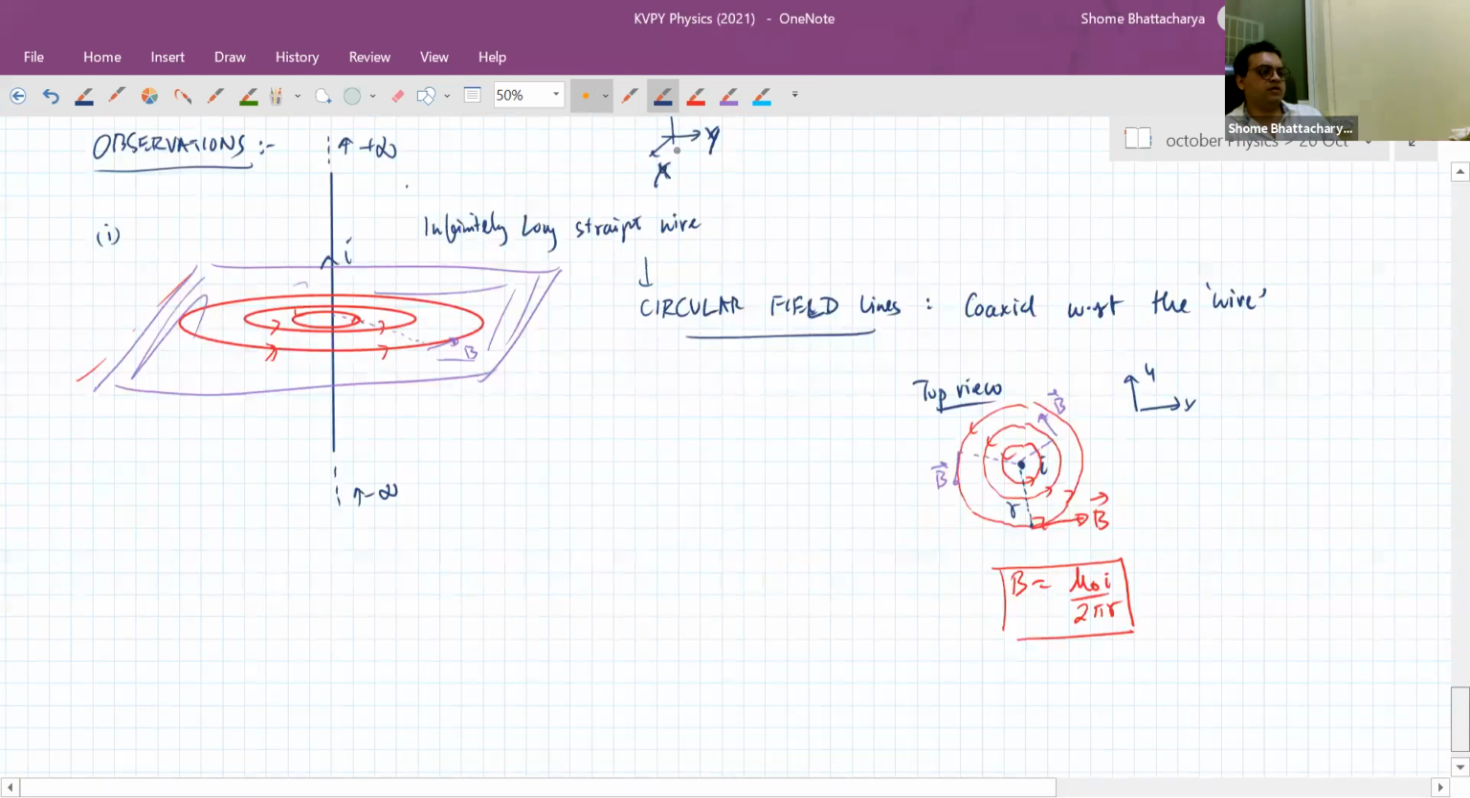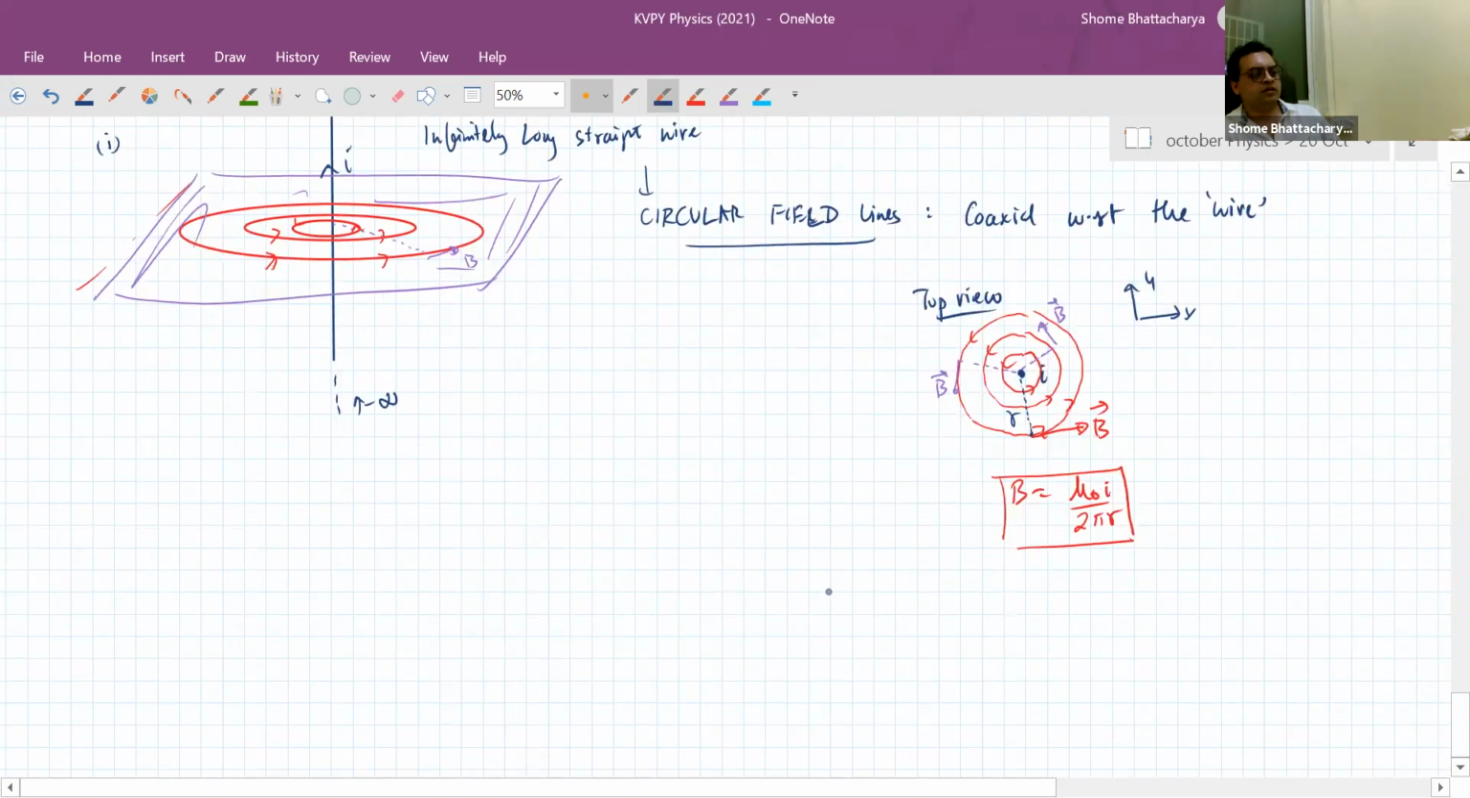So in this formula, mu naught is a universal constant called the permeability of free space. Like for electrostatics, Coulomb's law, we had epsilon naught, which was the permittivity of free space. This is the permeability of free space. So this is also a universal constant of physics.